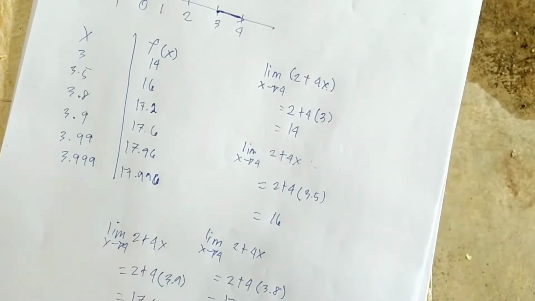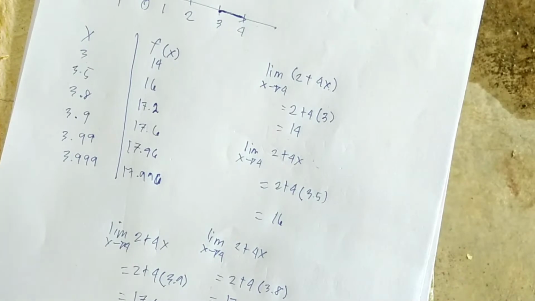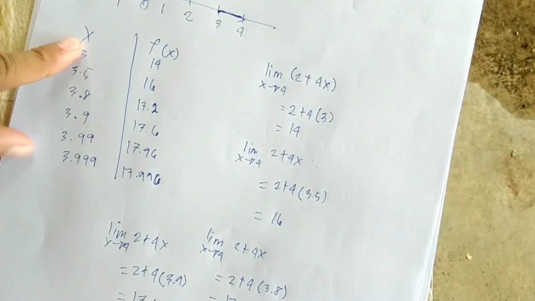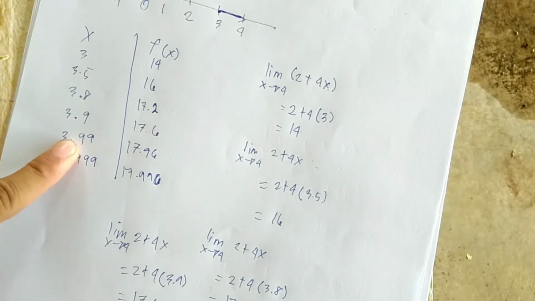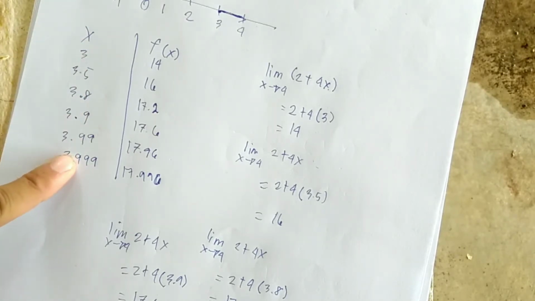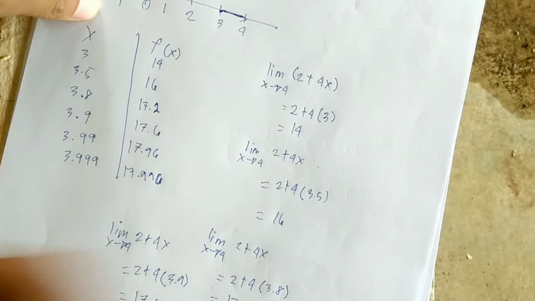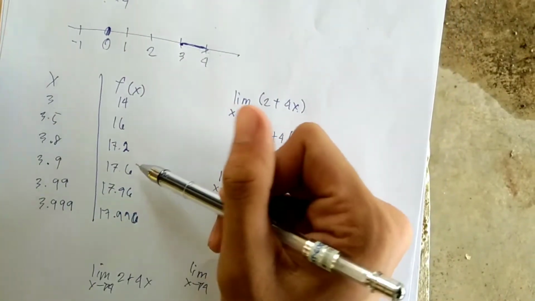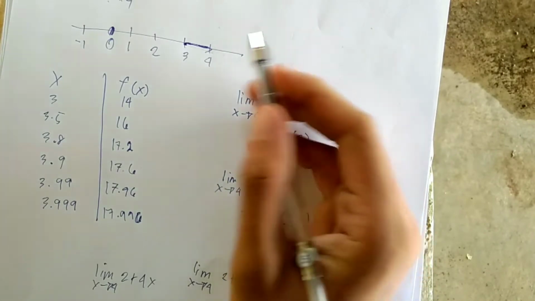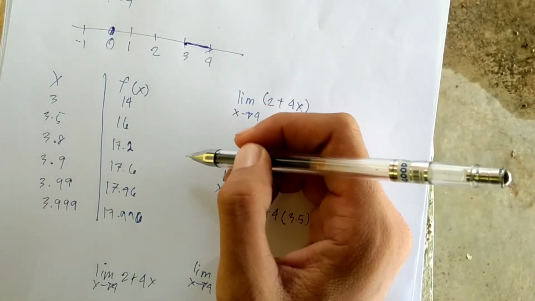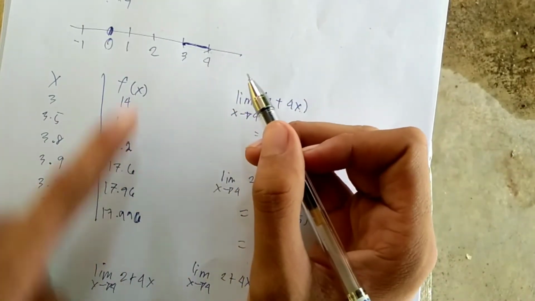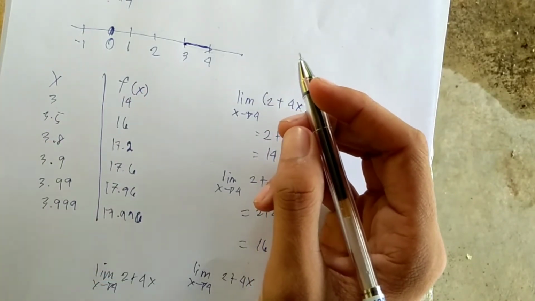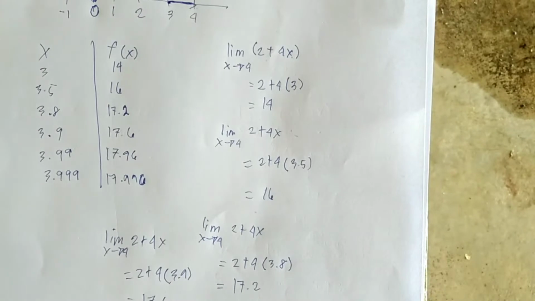So as you can see, x is approaching 4. Papalapit siya sa 4. From the left to right. So si f of x naman is from the right to left. Pabalik siya. So that's the limits.